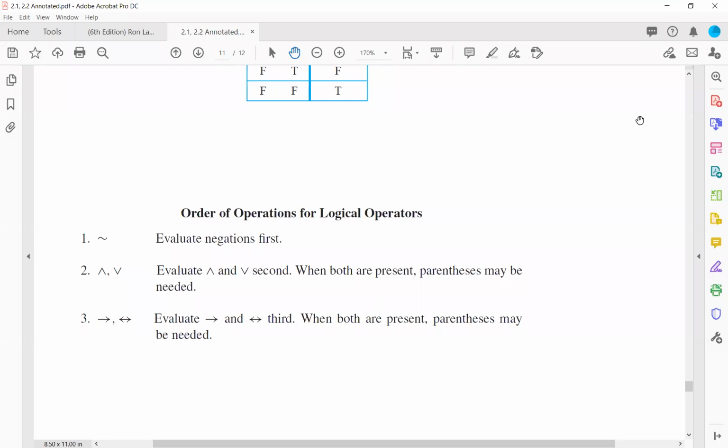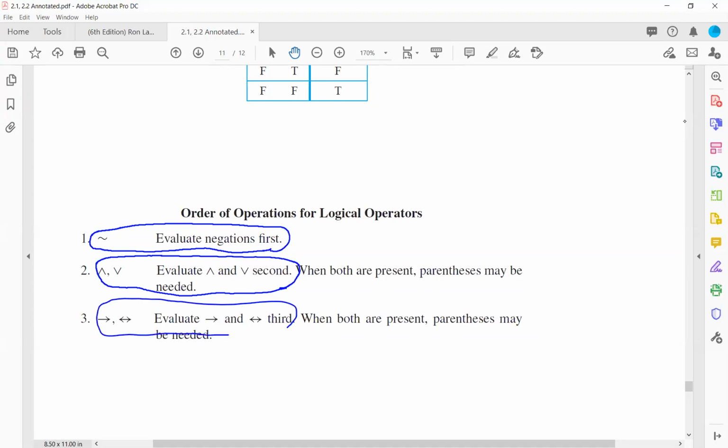Very well. Order of operations for logical operators. Which one comes first? Which one takes the priority? Remember that if you don't see a parenthesis or anything and you have negation, first you have to work with the negation. Then when you see and or, those operators take the priority. And finally, if you have implication or biconditional, those come last.